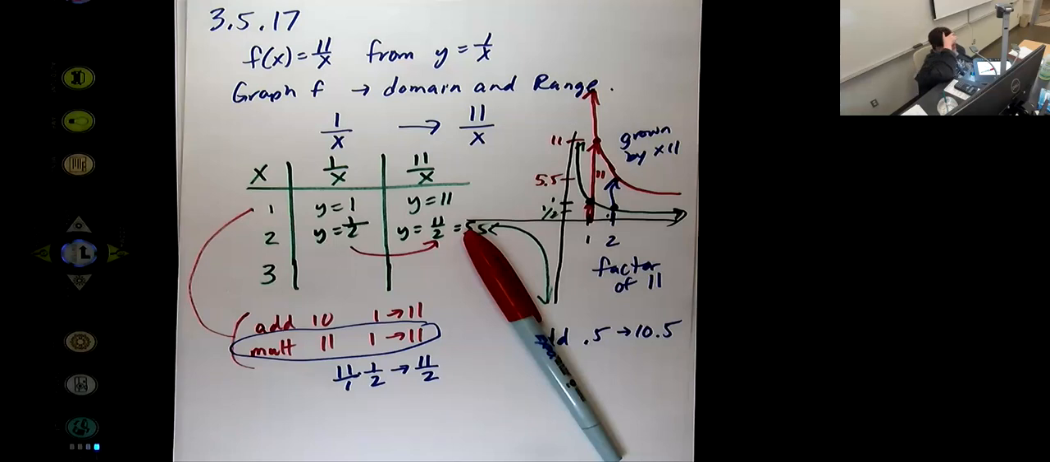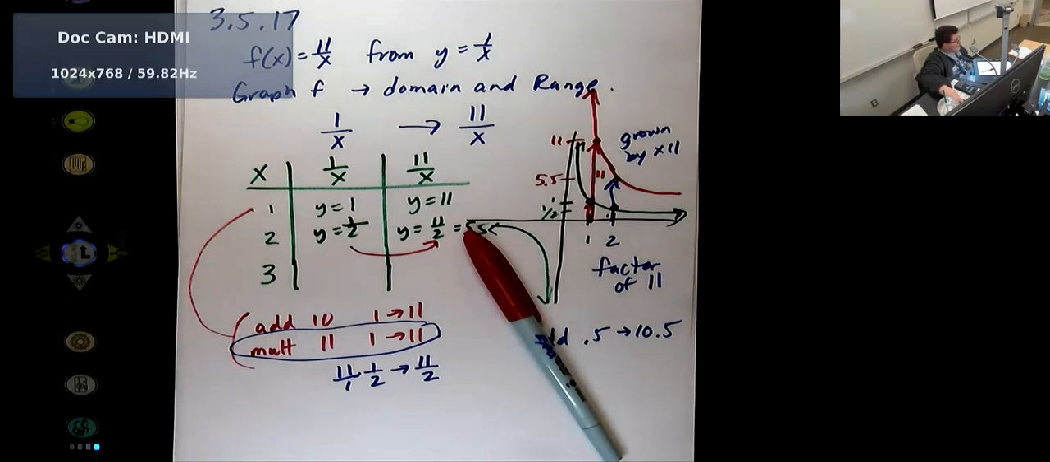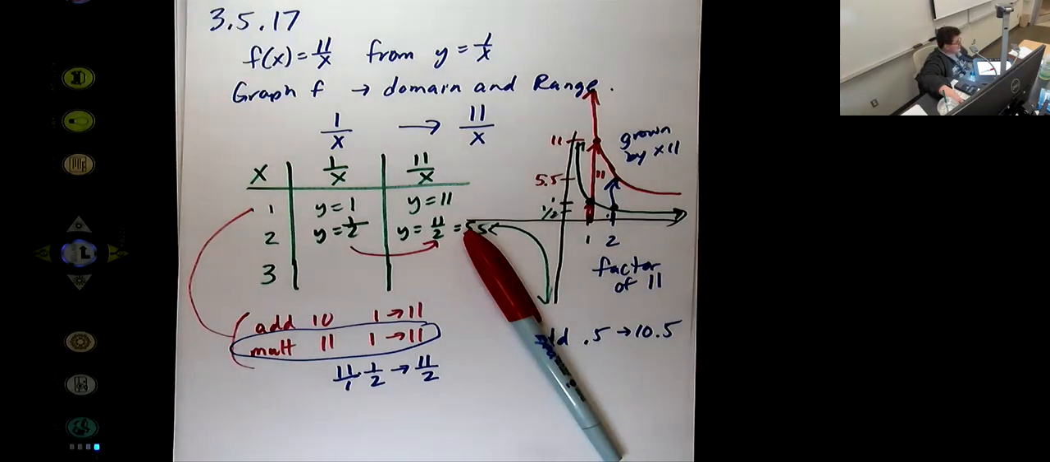And finally, what is the domain here? Do we have any restrictions on what X cannot be or what X can be? Is there anything I can stick into 11 over X that's going to break the system? The graph actually helps. But is there any value of X that will make this bad, that will break this?